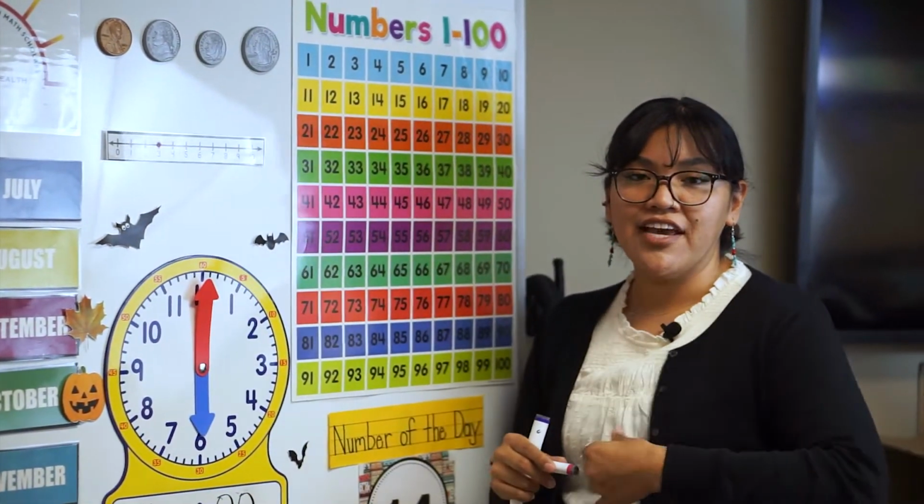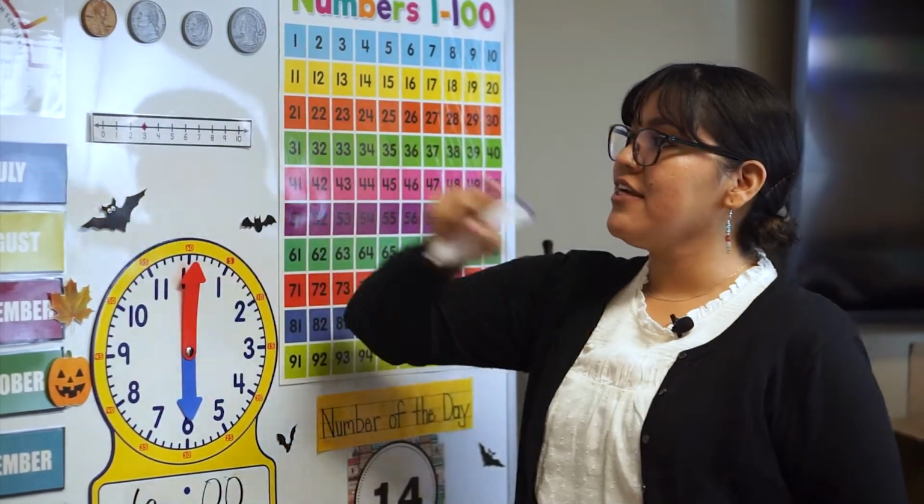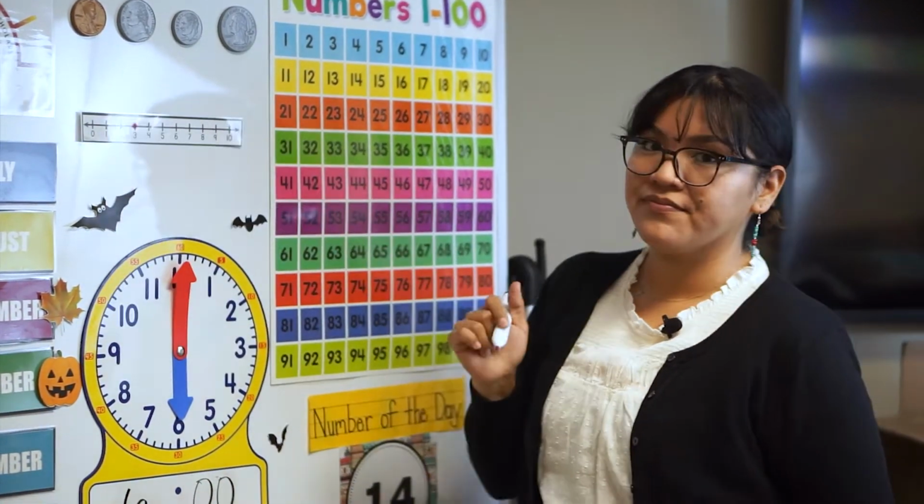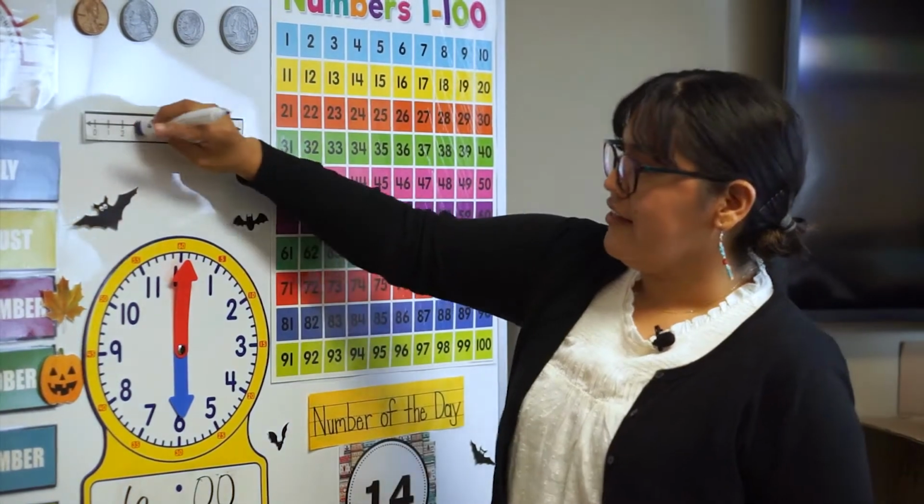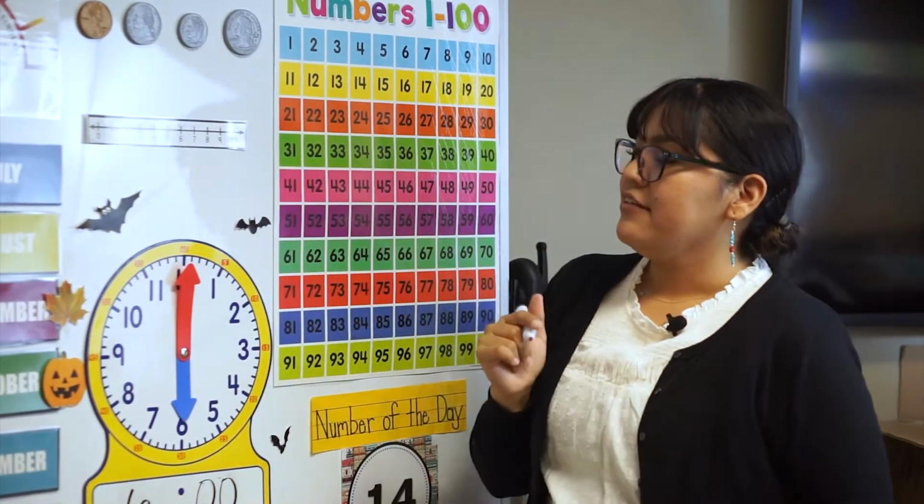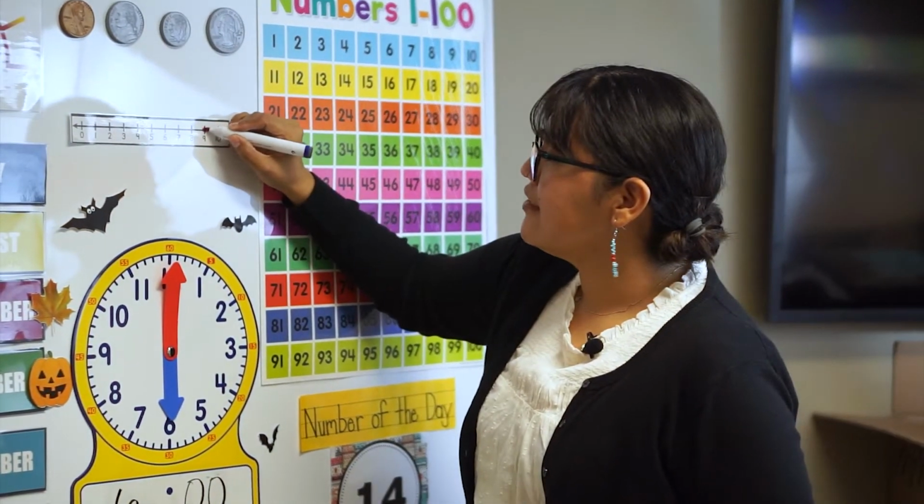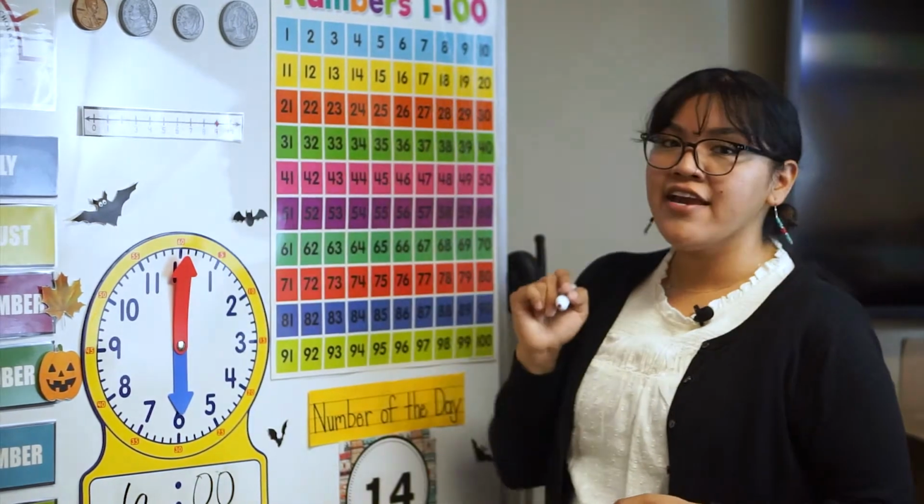What's 1 less than 3? So you have your 3 fingers up and you take 1 away. How much do you have? 1, 2. So 1 less than 3 is 2. Let's look at another number. Let's look at the number 9. So I'm going to put a dot at the number 9.